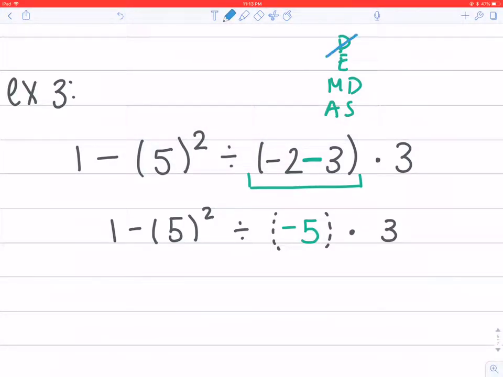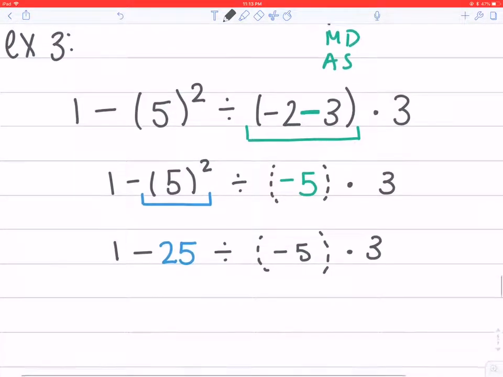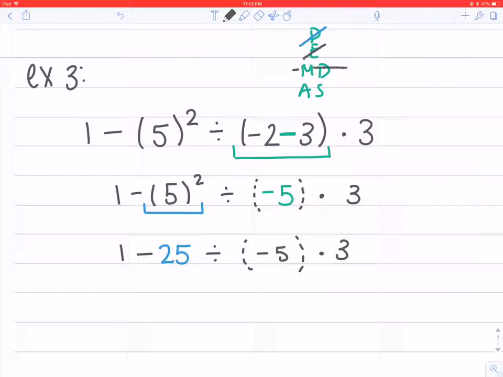So next thing, exponents. Well, I've got an exponent right there. 5 squared is going to give me 25. Carry everything down. No more exponents. Multiplication and division, and again, remember those go from left to right. So working from left to right, I have negative 25 divided by negative 5. Negative divided by negative gives me positive, and then 25 divided by 5 gives me positive 5. Carry everything down.